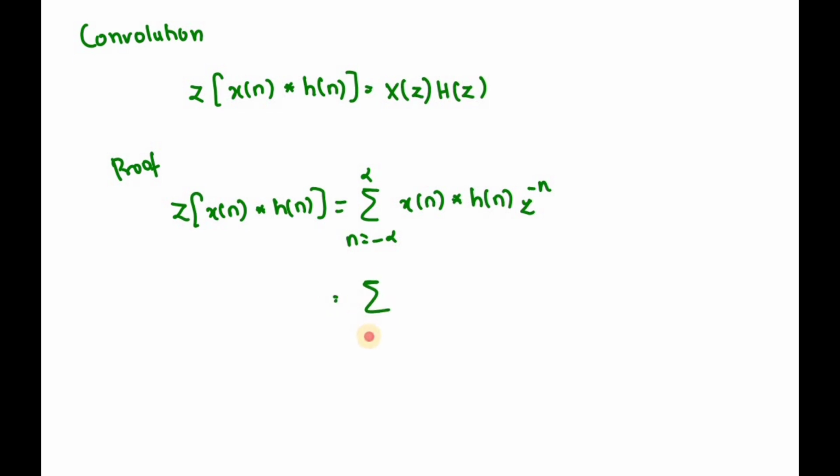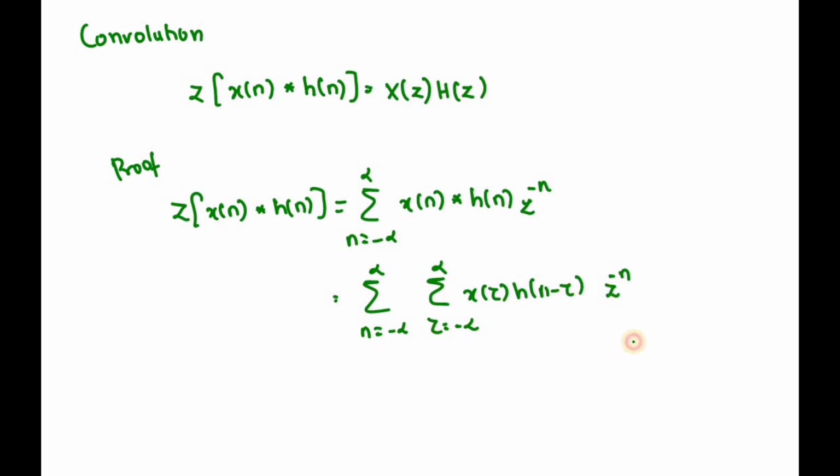So you know the formula for x of n convolution h of n, right? So the summation tau is equal to minus infinity to infinity x of tau h of n minus tau, z power minus n.